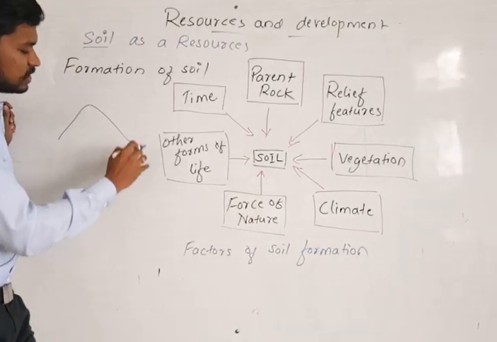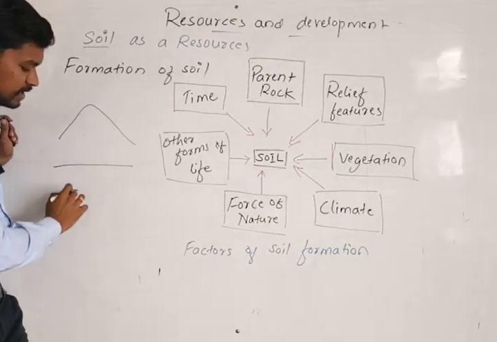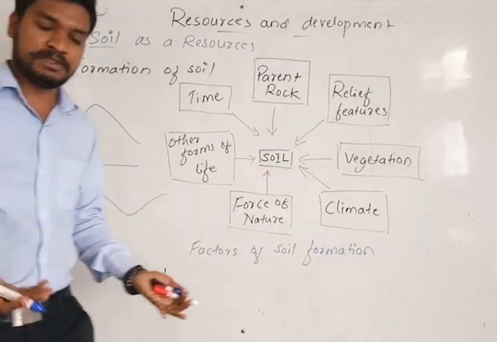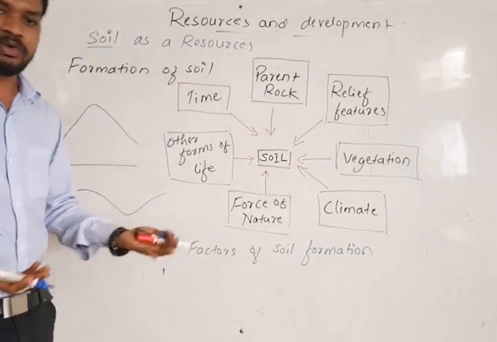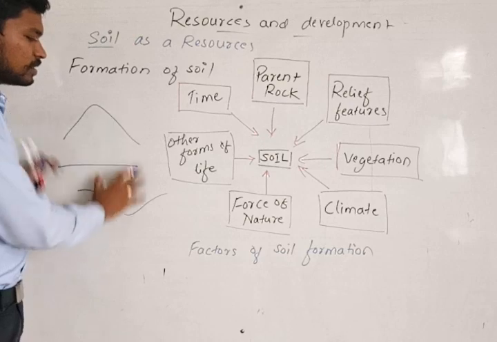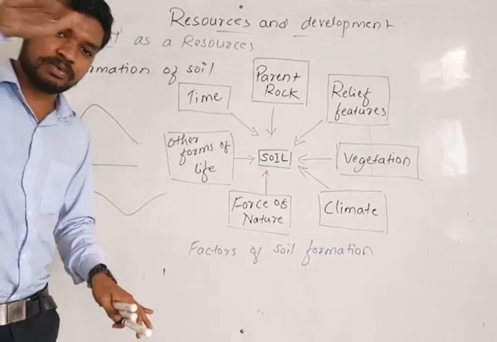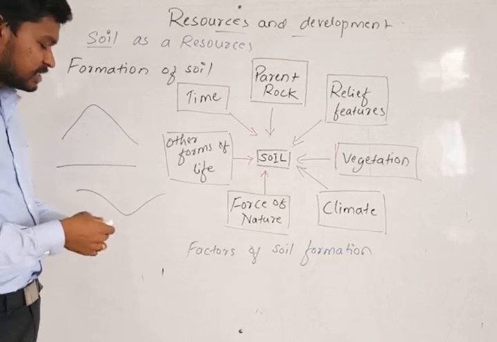Here the mountain is one of the relief features. Plain areas is one of the relief features, and the valleys is another one of the relief features. Desert, coastal areas, then the islands. These all are the examples for these relief features. Different landforms and the plateau, tableland, are also examples for these relief features.